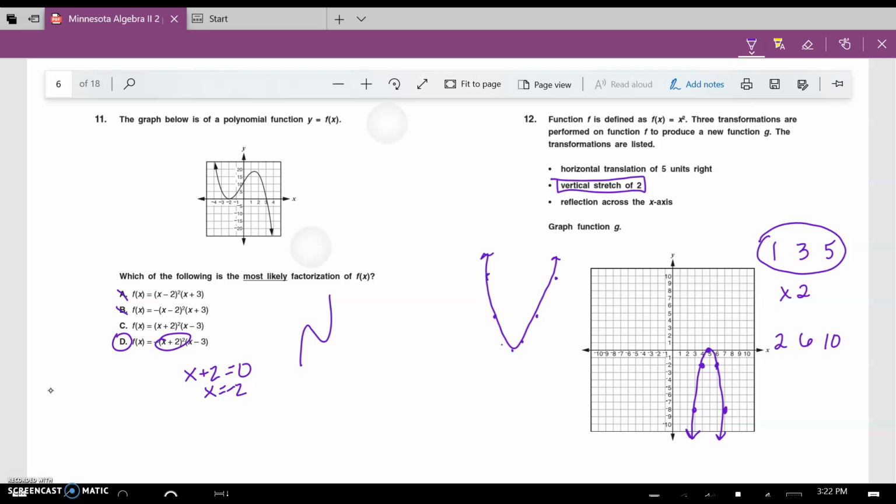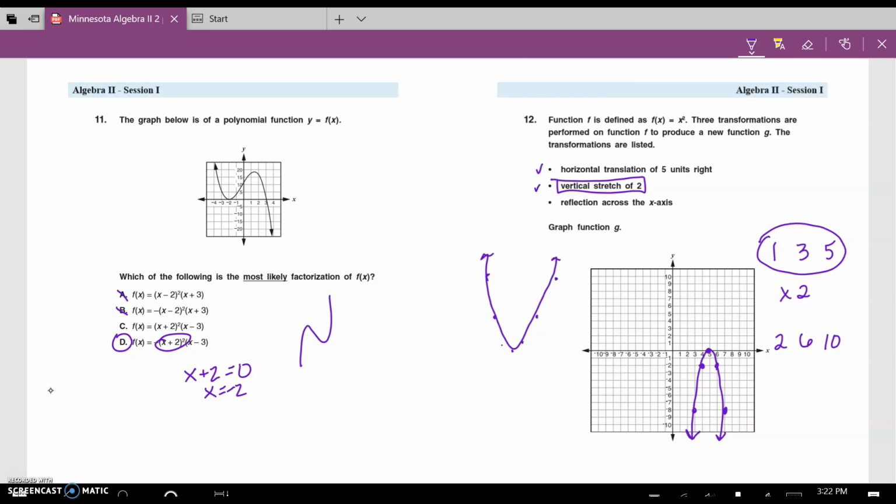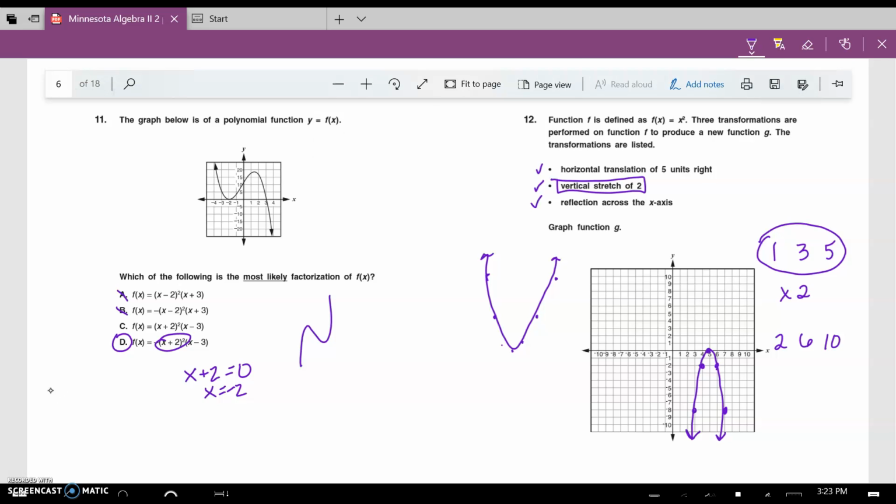So I have to check off and make sure that I did all 3 transformations. It translated right 5 units, so that one's checked. Vertically stretched by 2, so I went from 1, 3, 5 to 2, 6, 10. So that one is done as well. And then reflected across the x-axis, so it should be upside down. So yes, all 3 of those are checked.